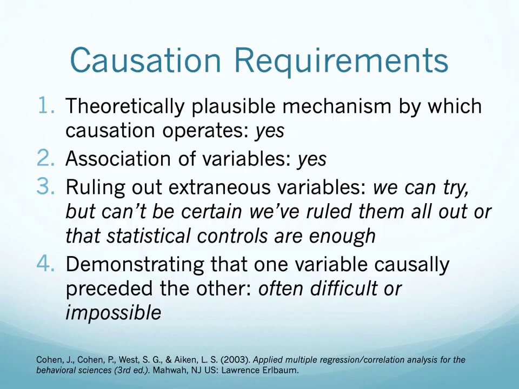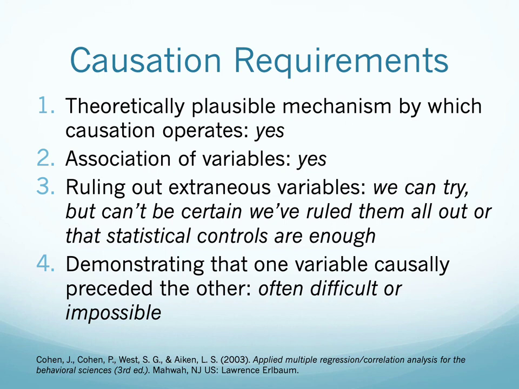So, let's take a step back for a minute and consider the requirements for demonstrating causation. First, we need a theoretically plausible mechanism by which causation operates. There are theories that suggest that our attitudes influence our behavior, and so this requirement is met. Secondly, we need to demonstrate association between variables. As we've already talked about, survey research is well equipped to handle that.